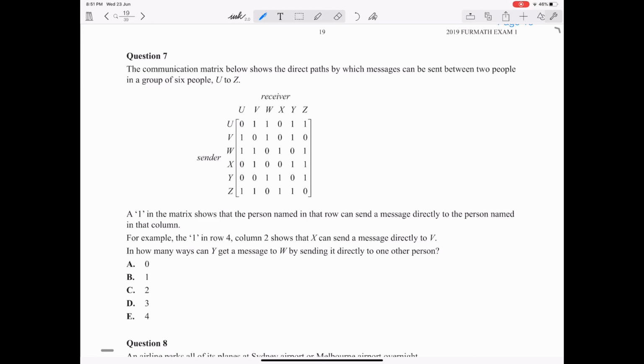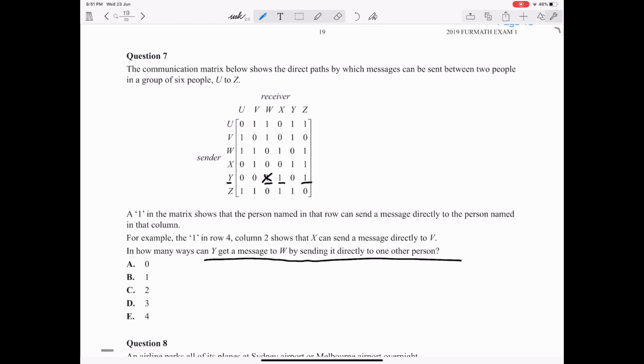In how many ways can Y get a message to W by sending it directly to another person? So Y can communicate directly to W, X, and Z. We want to know in how many ways Y can send a message to W by sending it to another person. So we know Y can send it to W, but we want to find out how many people Y can send to another person which communicate to W.